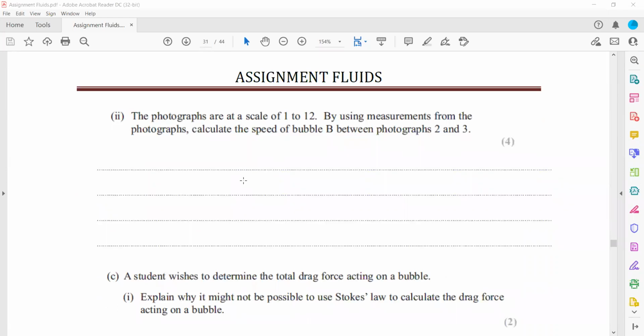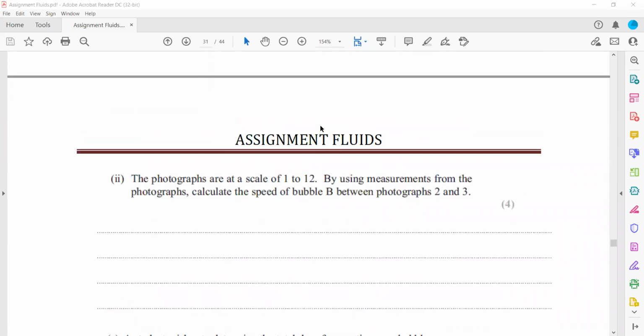The photographs are at a scale of 1 to 12. By using the measurements from the photographs, what is the meaning of a scale of 1 to 12? It means, for example, if in the figure you see 1 centimeter, in actual it is 12 centimeters. Or if in the figure you see 10 millimeters, actually it is 120. So it is a 1 to 12 scale.